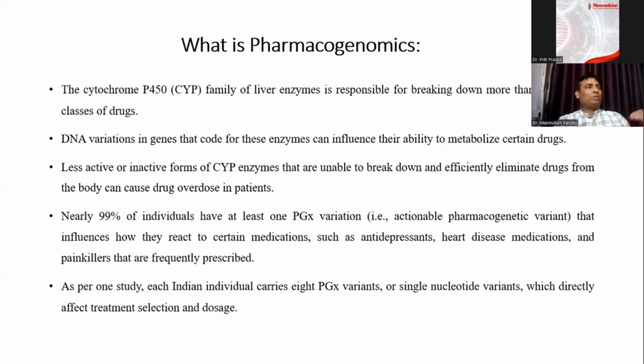Now, we have different genes which act on the drugs. Normally the cytochrome P450 genes are majorly part of different pharmacogenomics drugs. And if any variation exists in these genes, it will either inactivate the protein or enhance the activity of the protein.